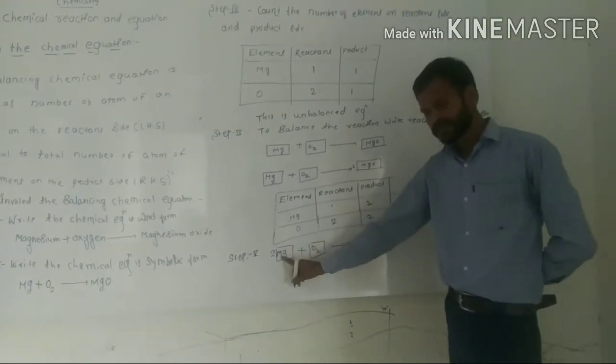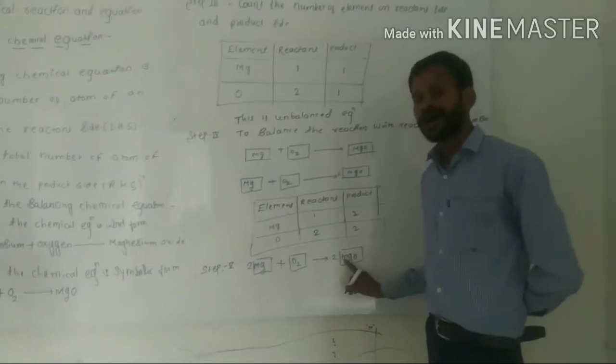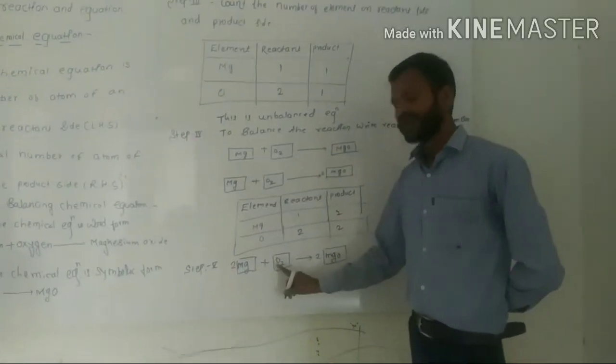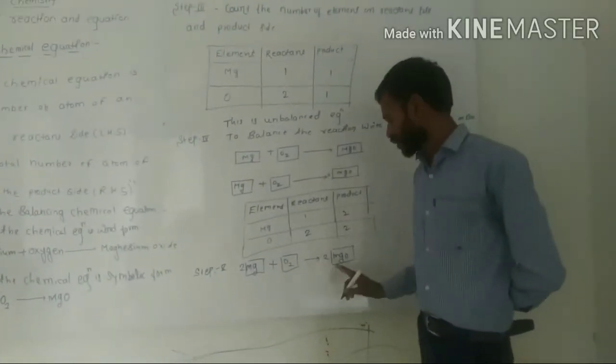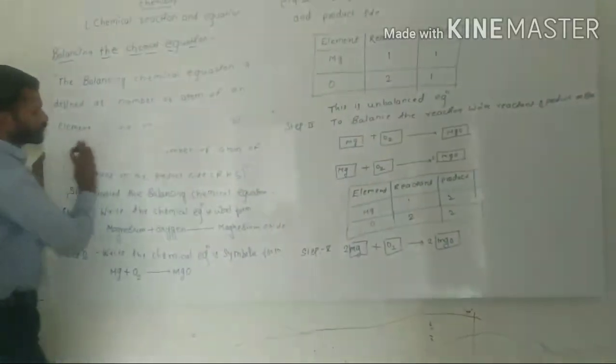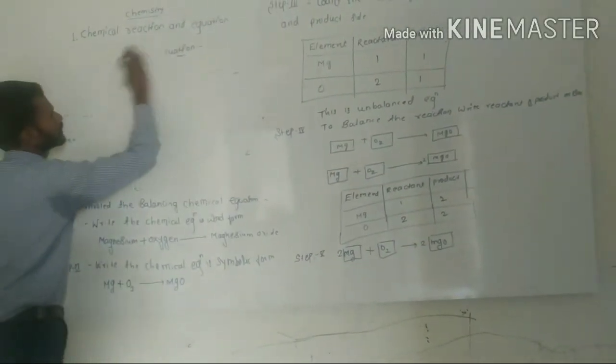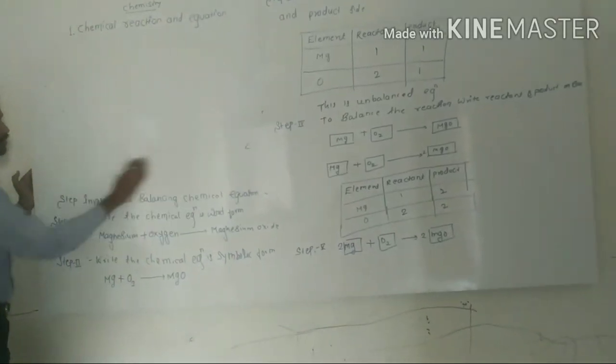On the reactant side, 2 magnesium atoms. On the product side, also 2 magnesium atoms. On the reactant side, 2 oxygen atoms, and on the product side, again 2 oxygen atoms. Here we will represent that in the box.